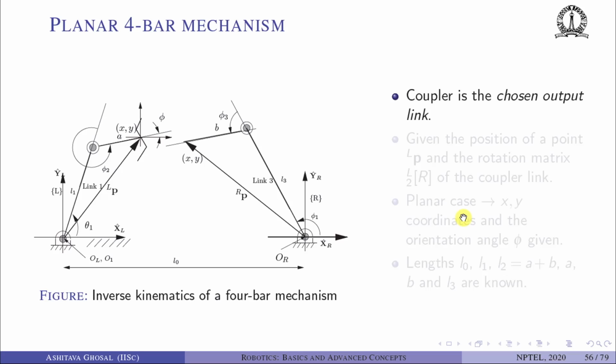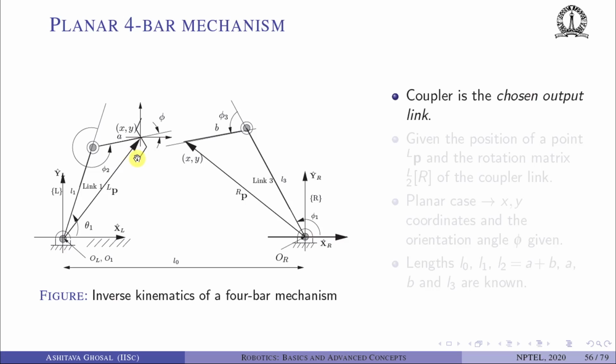Let's go back to our very simple example of a planar 4-bar mechanism. We want to find the inverse kinematics of a 4-bar mechanism. This is in some sense the simplest possible problem. It's also a little bit cooked up, nevertheless. We have broken the output link at some point A and B. The coupler is chosen as the output link.